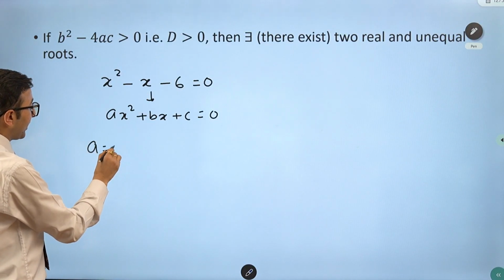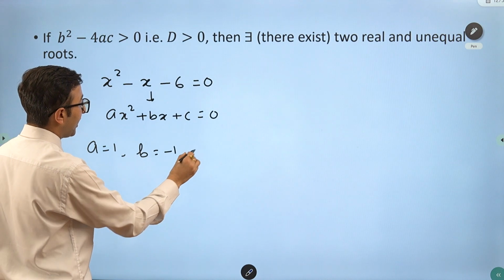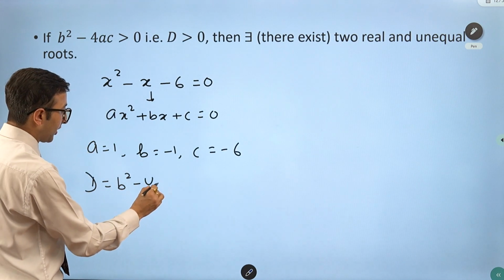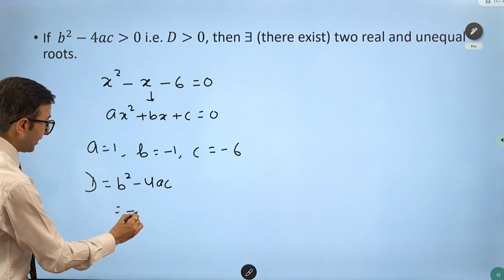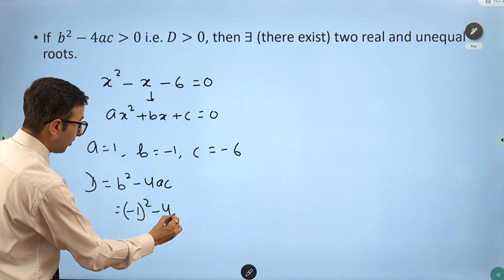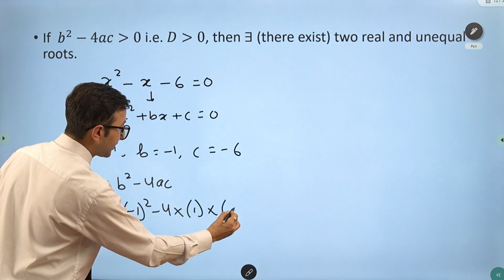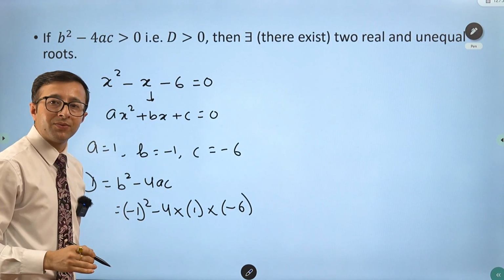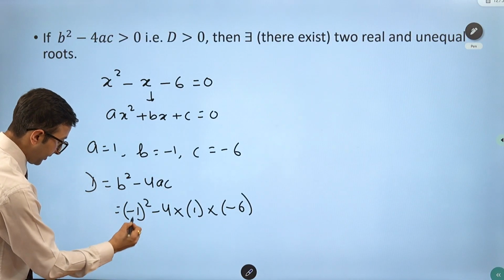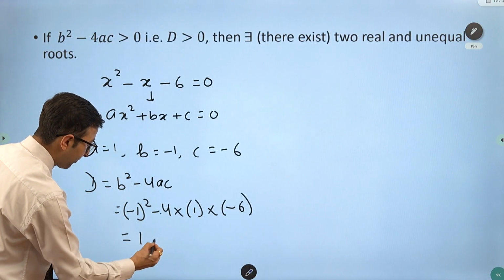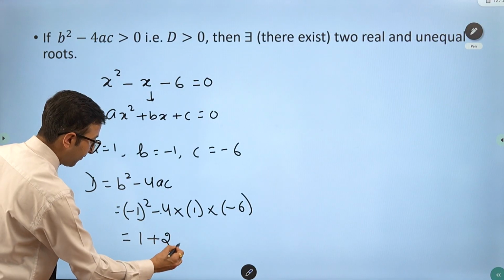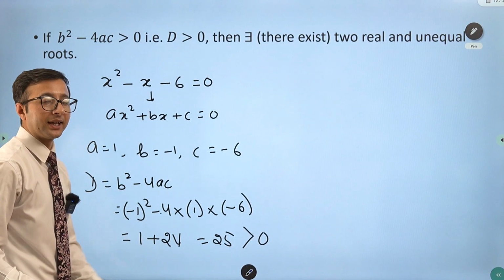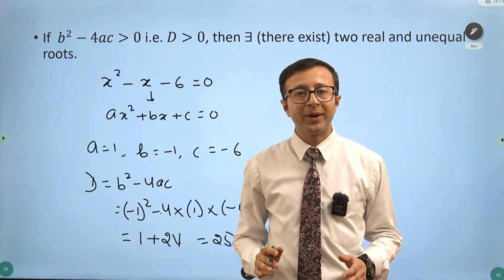So look here, the value of a is 1, the value of b is minus 1 and the value of c is minus 6. So the value of the discriminant, that is b square minus 4ac, is equal to minus 1 whole square minus 4 times 1 into minus 6. You should be careful with the sign of all the coefficients. So it gives us 1 plus, minus into minus is plus, 4 sixes are 24, 1 plus 24 is 25. So definitely it is greater than 0. In this case the discriminant is positive.